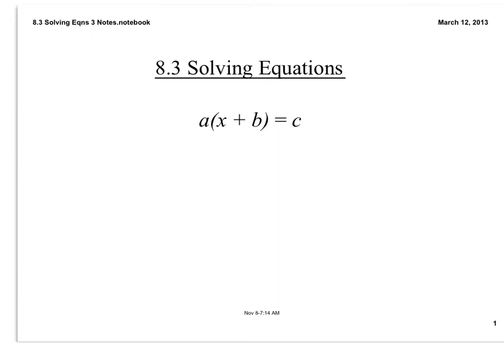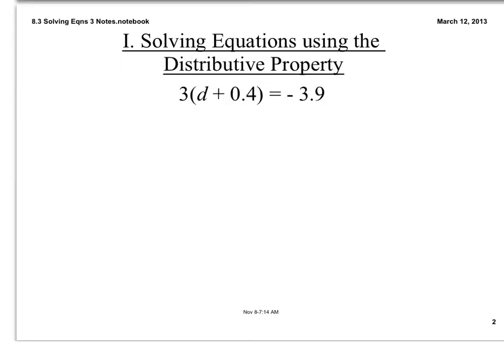So 8.3, going back to chapter 7, you're now using the distributive property where you would multiply through the brackets to solve our first example. 3 is outside of the brackets. You need to multiply 3 times d and by 0.4. Again, remembering anything on the other side of the equal sign stays alone. Leave it alone till later.